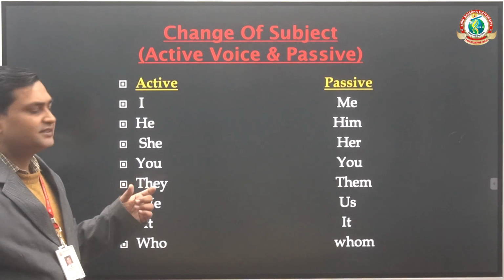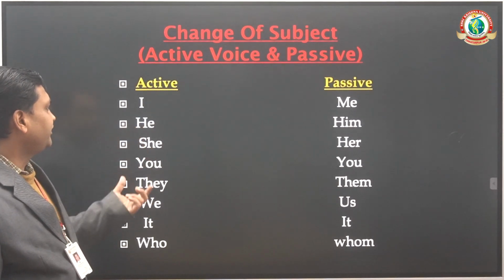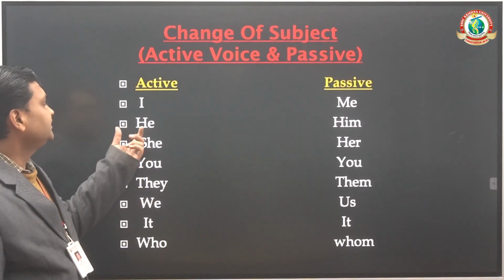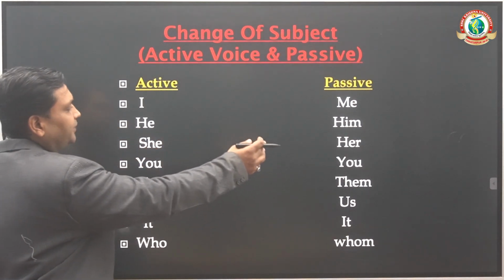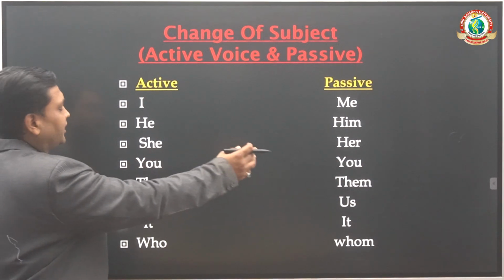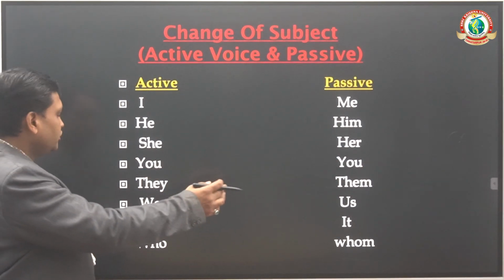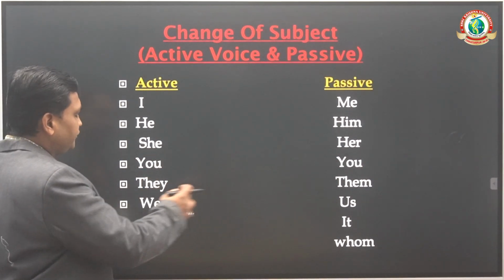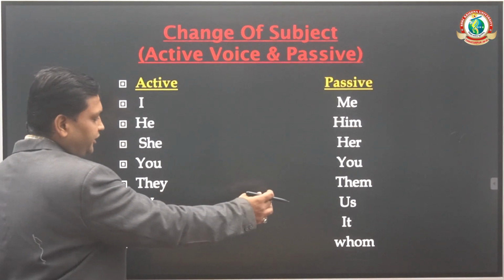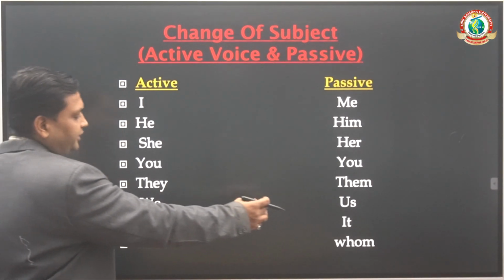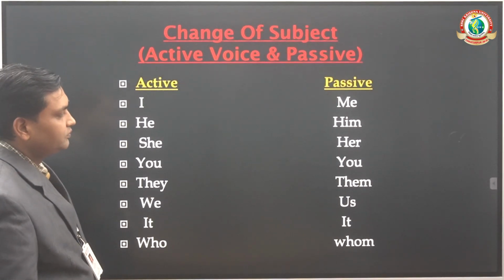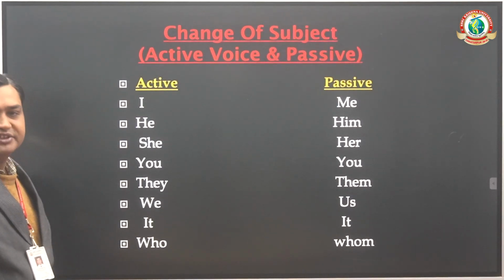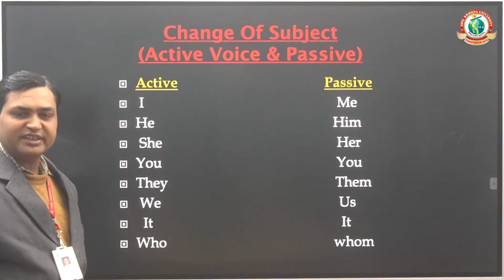After that, this is the chart. If in any sentence the subject in active voice is I, it will be changed to me; he will be changed to him, she to her, you to you, they to them, we to us, it will be the same, and who will be whom. After that we will study the passive voice of past tense.